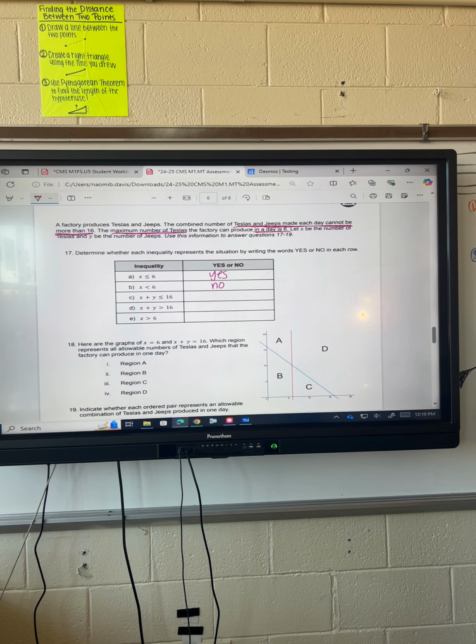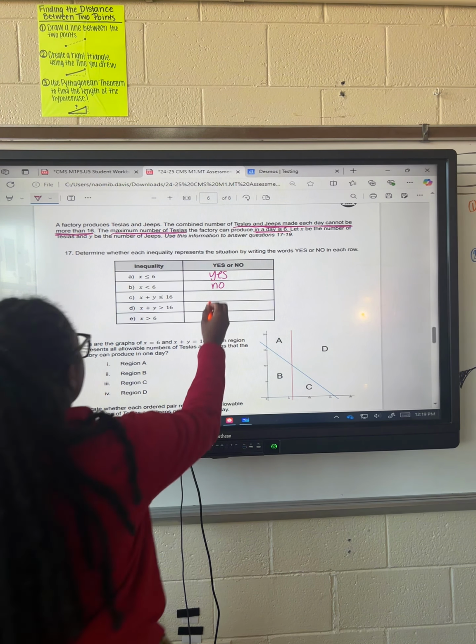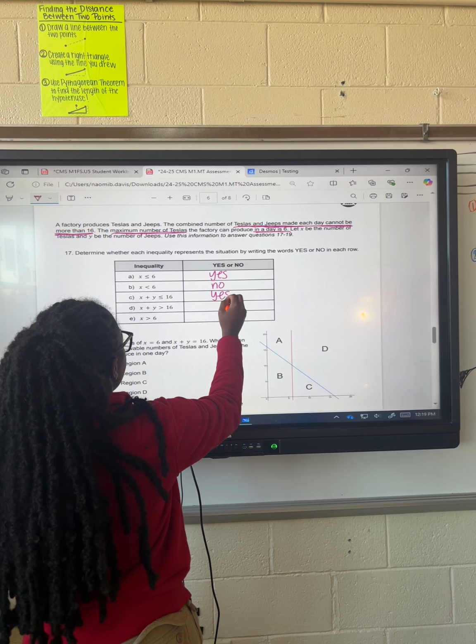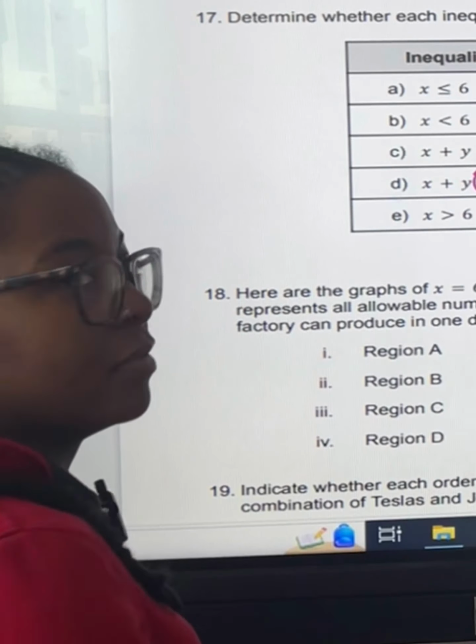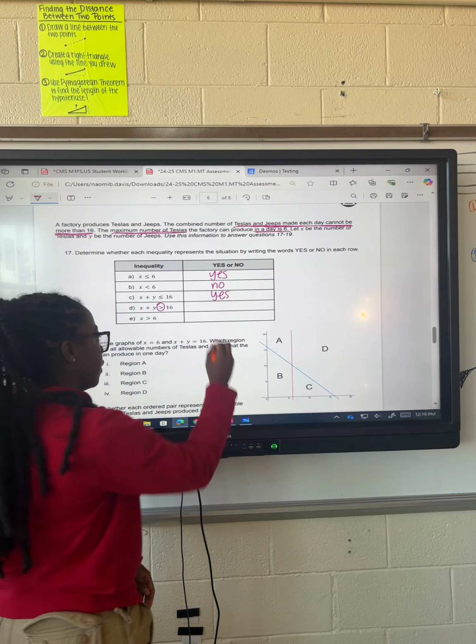X plus Y is less than or equal to 16. What is X? Teslas. What is Y? Jeeps. And what did they say about 16? So let's go back and read. They said the combined number of Teslas and Jeeps cannot be more than 16. Less than or equal to 16? That's cool with us. Yes. Now they just said it cannot be more than 16. No.